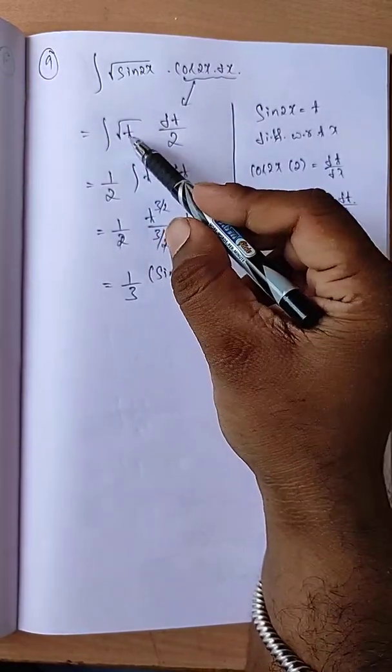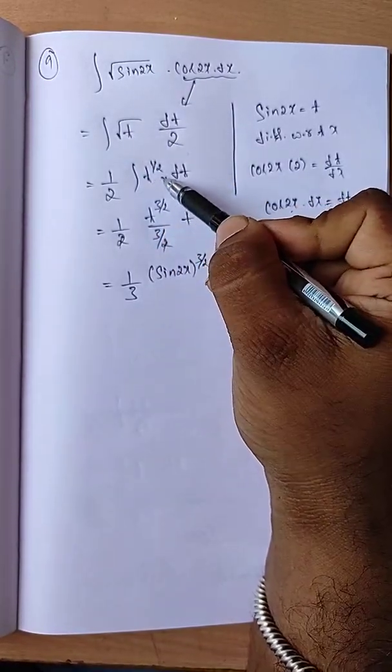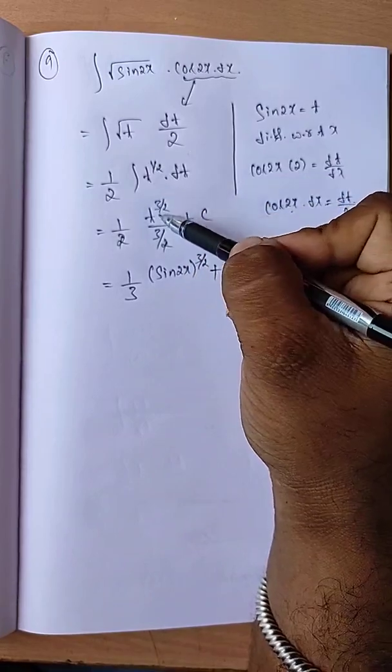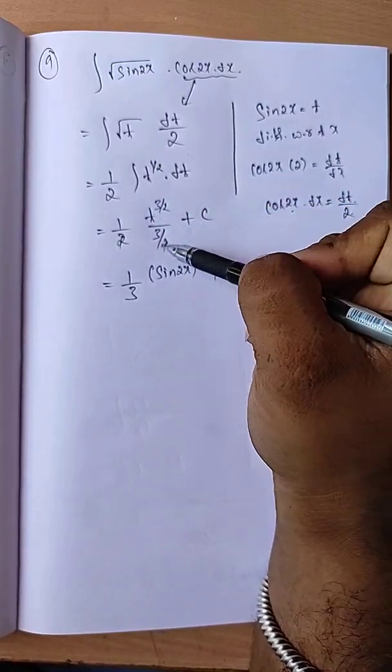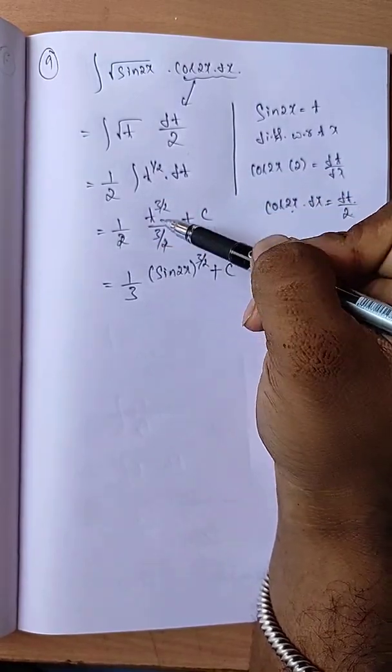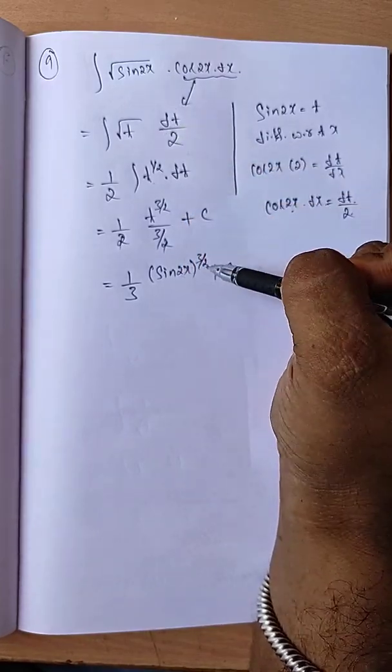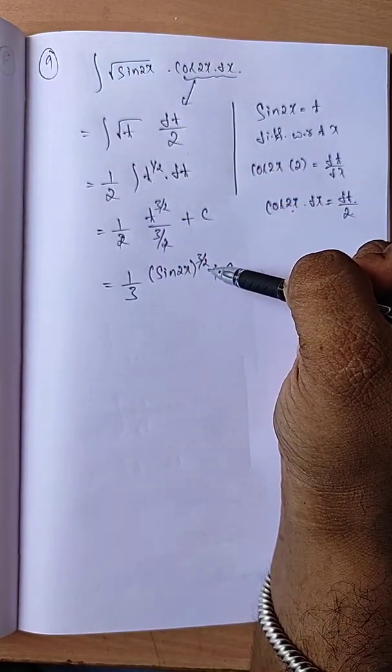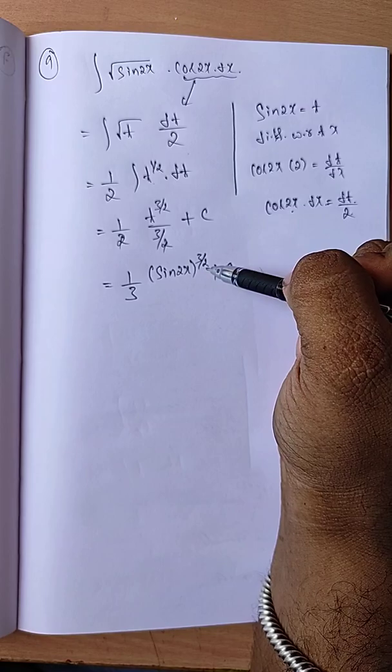What is t? Root t means t to the power of 1 by 2. What is the integration of t to the power of 1 by 2? It is t to the power of 3 by 2 by 3 by 2 plus c. Here 2 cancels, giving 1 by 3. So what is t? Sin 2x to the power of 3 by 2. Is it clear? Is it okay?